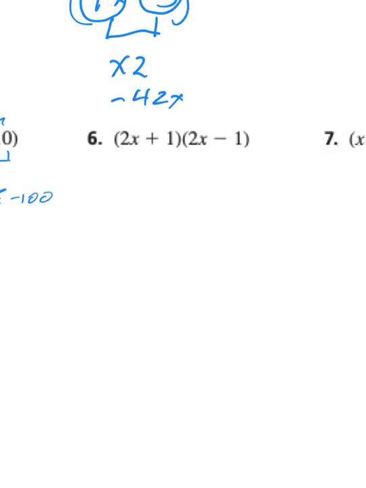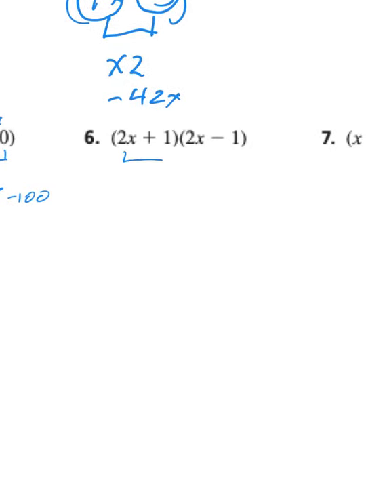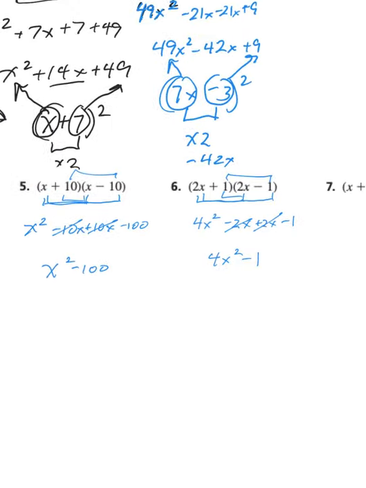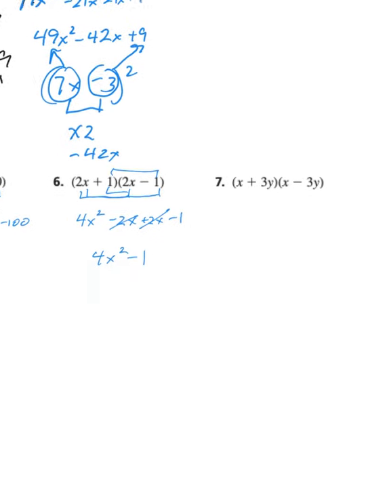Let's look at this next one. 2x times 2x gives me 4x squared. Let's do the outsides, and we get minus 2x. Insides, plus 2x. And then the last terms, minus 1. Again, canceling for 4x squared minus 1. All right, so remember how we got that. These were called differences of two squares.